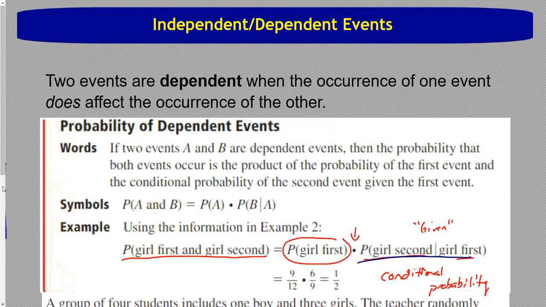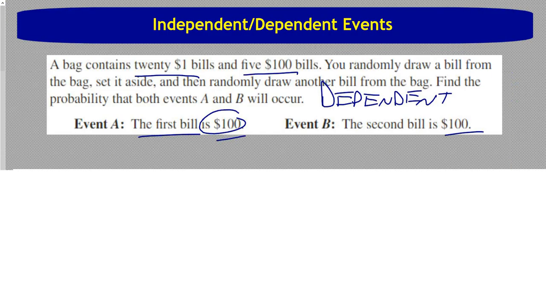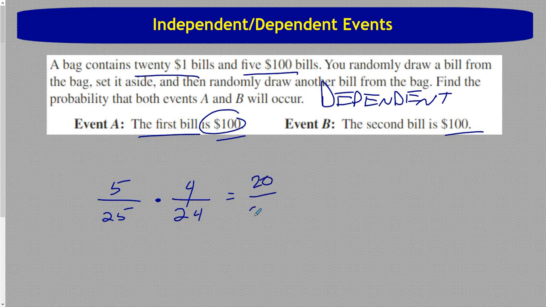We just don't have to list out all the outcomes and think about it because we know how the probabilities can change if we just think through that. Okay, so that would be 20 out of 600, or 2 out of 60, or 1 out of 30. 1 divided by 30 is 0.03 repeating, or 3.33%.